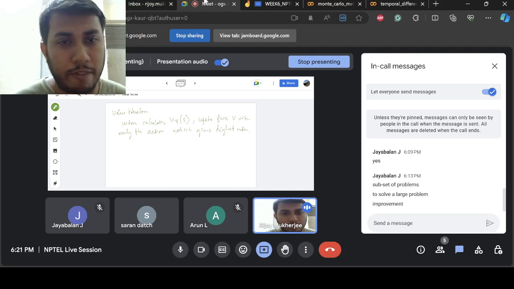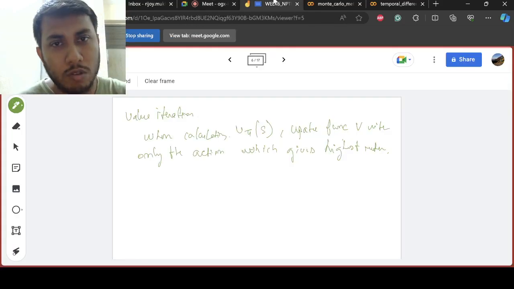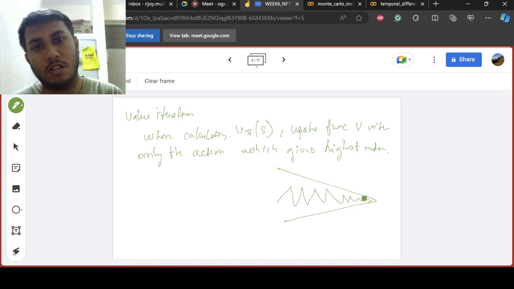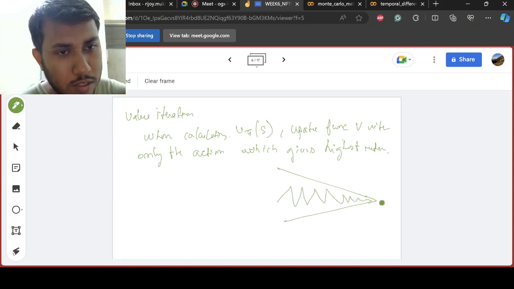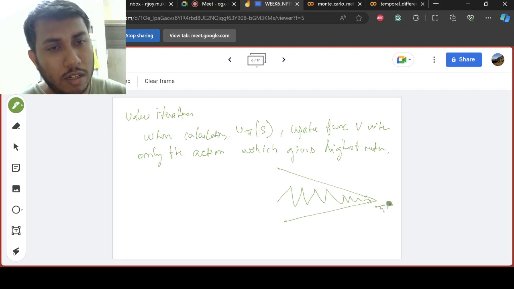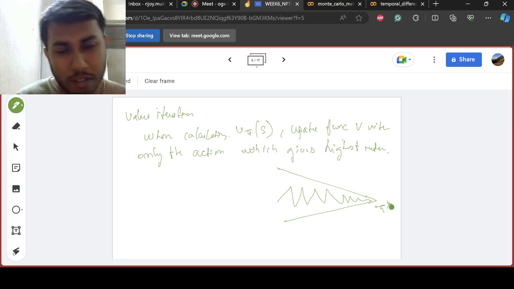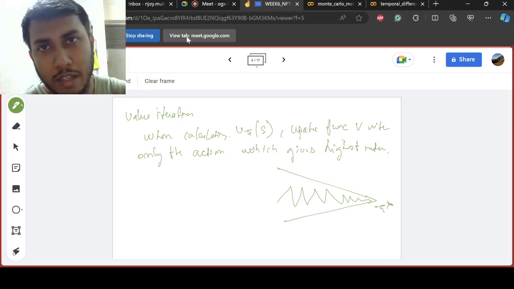So what advantages does this give? You don't have to go through this rabbit hole of constant up and down zigzag. Now you can take small strides and reach the final destination of pi star. So you can reach pi star faster and easier, right? So that was your DP solution.